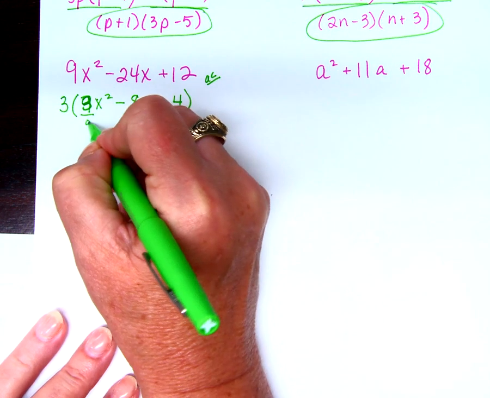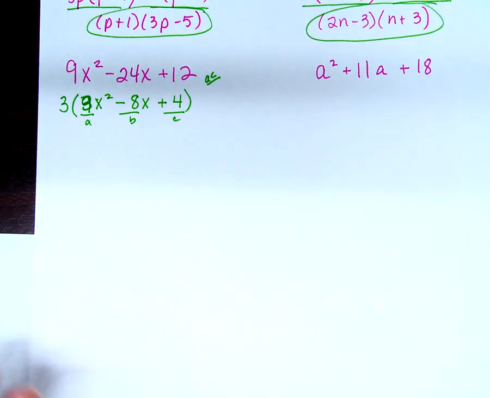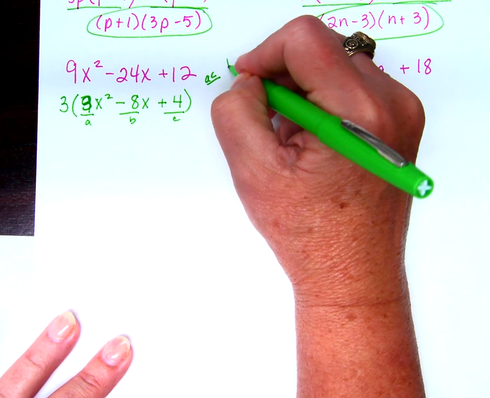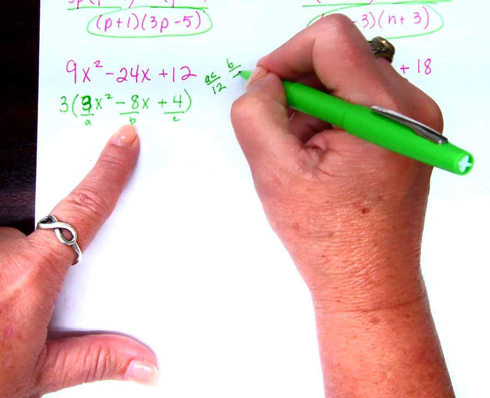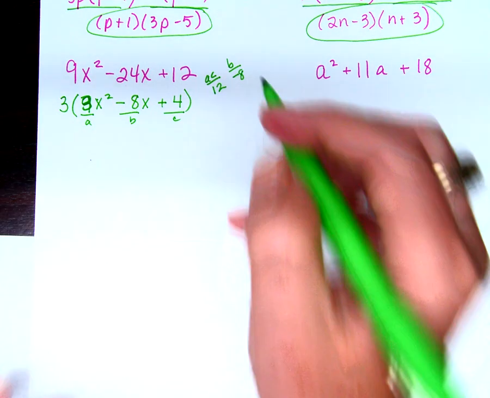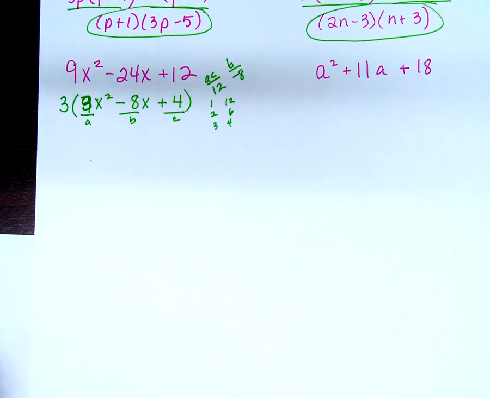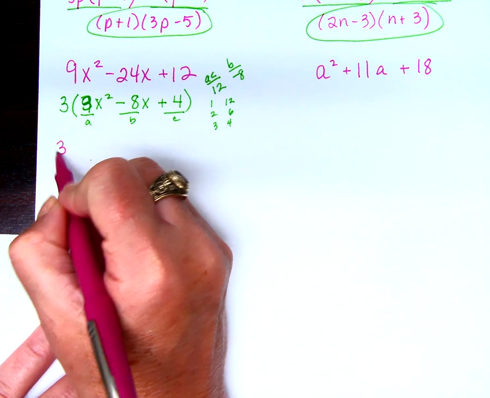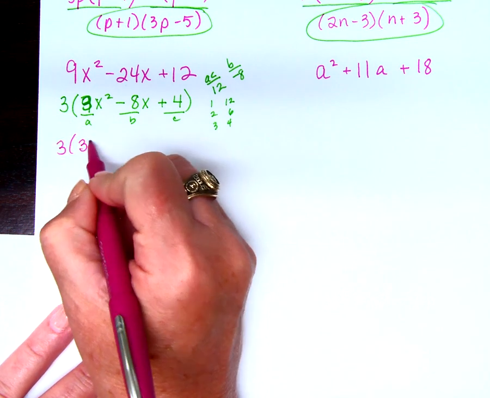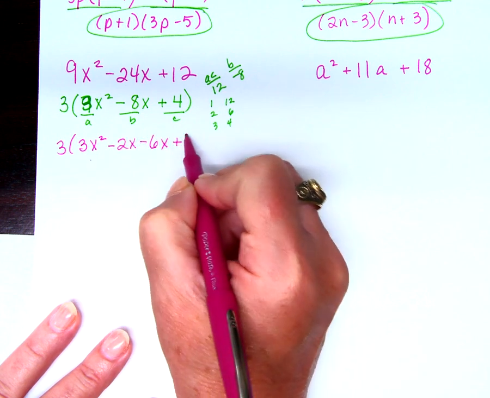So here's A, here's B, and here's C. Now this 3 is still part of the problem, and as I go to my next steps, I've got to drag it along with us, okay? But it doesn't mess with my AC and my B that I'm trying to find. So again, in this problem, my AC is 12, and my B is, very good, negative 8. So 1 and 12, 2 and 6, 3 and 4. What combination of these are going to give me a negative 8? So again, I'm dragging this 3 along, and I've got 3x squared minus 2x minus 6x plus 4.